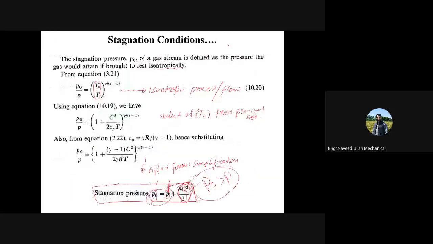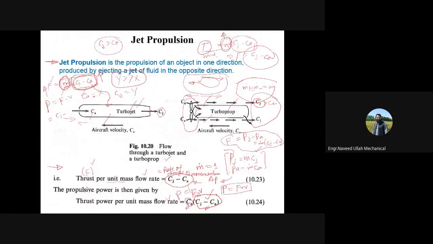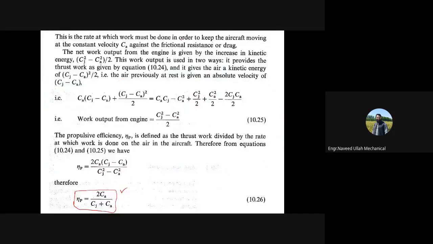Barhal, you can see here, what is this? Okay, so ye cheez aapne dekh li. Barhal, ye jo hai na hamare paas thrust power hai. Yahan pe ek do teen cheeze likhi hain, ye aap dekh bhi sakte hain. This is the rate at which work must be done in order to keep the aircraft moving at the constant velocity CA against the friction resistance or drag. Kya kis cheez ke bare mein bata rahe hai? Ye thrust force ke bare mein bata rahe hai.